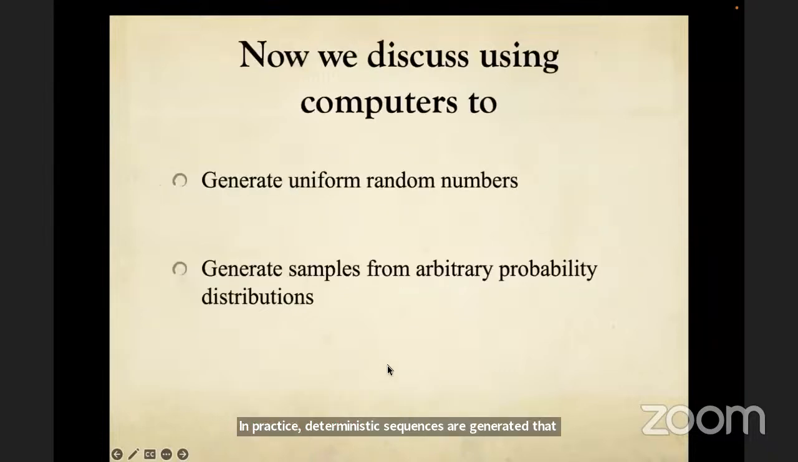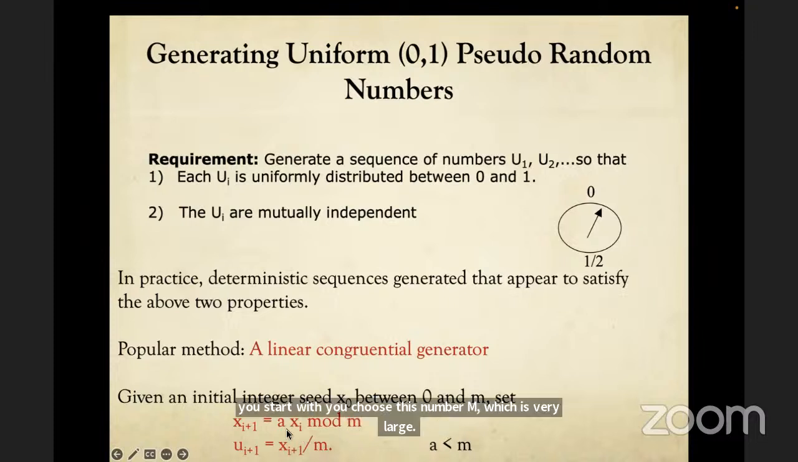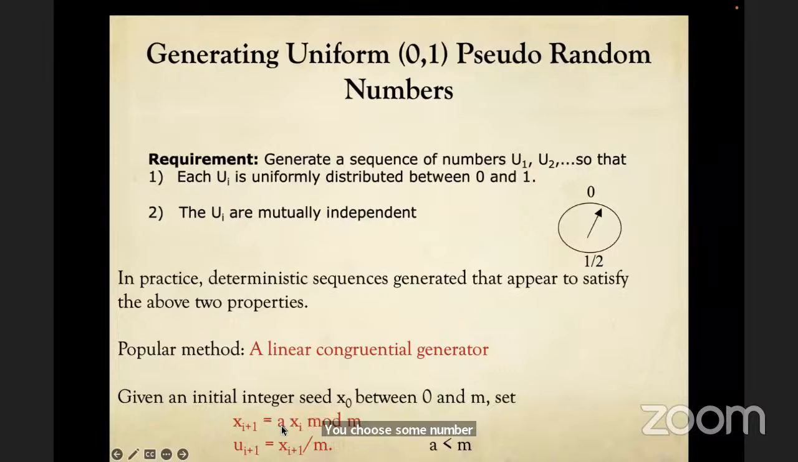And what's done typically is what's called a linear congruential generator. So you choose this number m, which is very large, 2 to the power 20,000, you have numbers of that sort. You choose some number a, which again is large, but it's very well chosen. You start with x0 as some initial seed between 0 and m. Then you multiply x0 with a, you get a massive number. You take the number modulo m, so then you get a number between 0 and m. And that becomes x_(i+1).